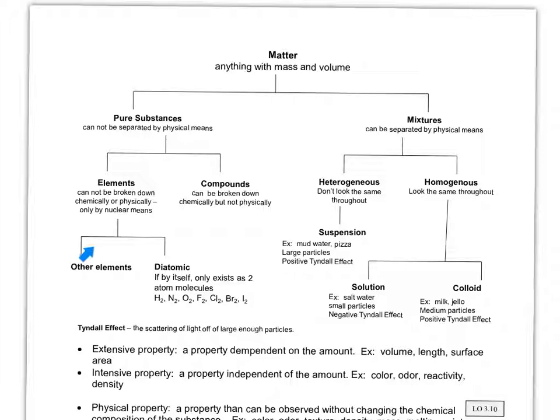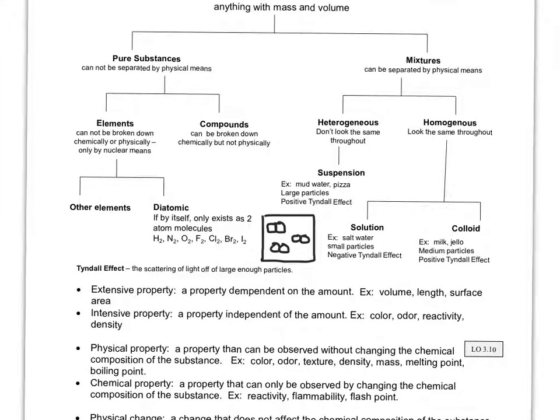Elements can be further broken down into diatomic elements and then others. Diatomic elements are elements that exist in twos. There are 7 of them: H2, N2, O2, F2, Cl2, Br2, and I2. Those you kind of have to know. And those exist, like I said, as 2 atoms bonded together, so they exist in the form of molecules.